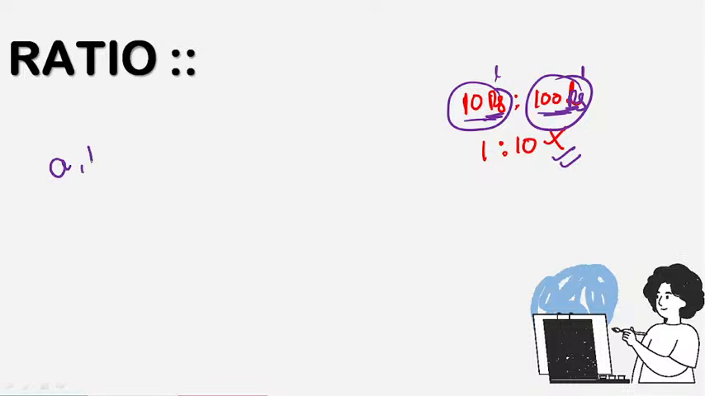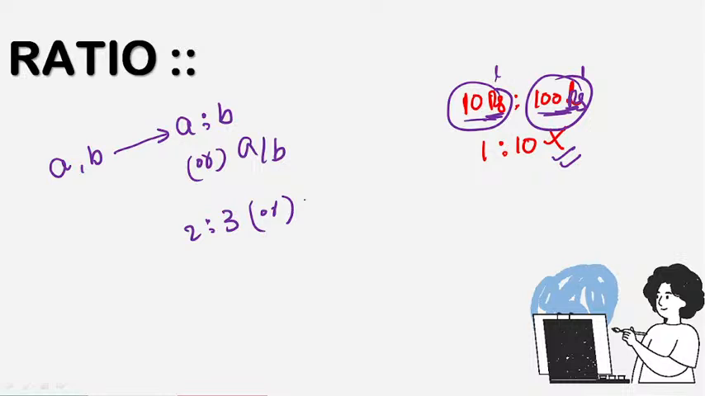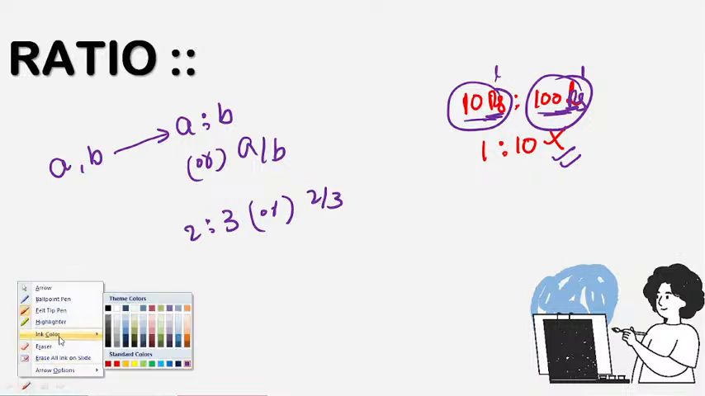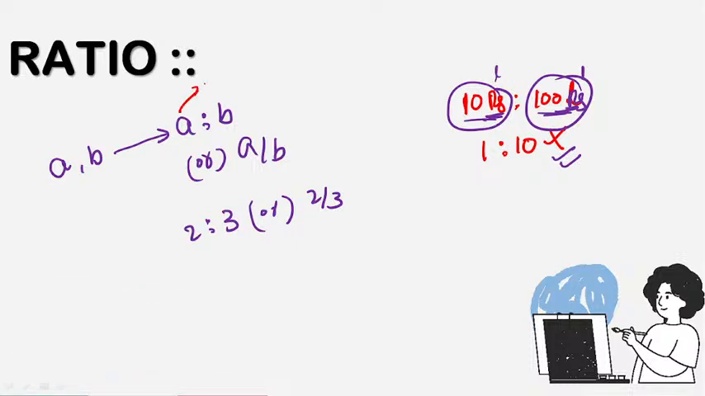For example, A comma B. The ratio of two quantities is A is to B, or A by B, which is the same. For example, 2 is to 3 or 2 by 3 is the same, guys. Here A means antecedent and B means consequent. What is the meaning of ratio, guys? Two quantities of the same units is called the ratio.